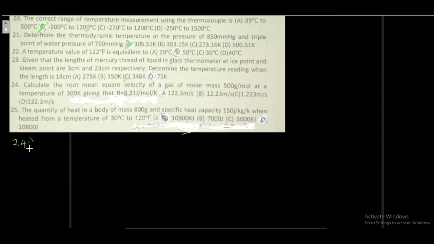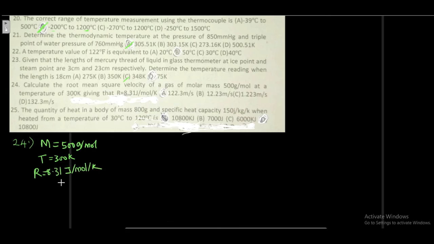Now question 24. It says calculate the root mean square velocity of a gas of molar mass. They gave us the molar mass of the gas to be 500 grams per mole, at a temperature of 300 Kelvin. So we have temperature to be 300 Kelvin, given that the ideal gas constant R equals 8.31 joules per mole per Kelvin.